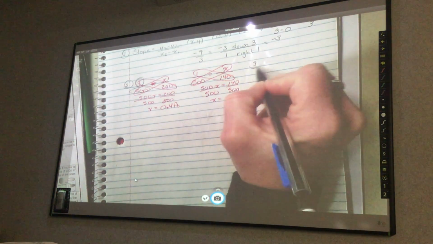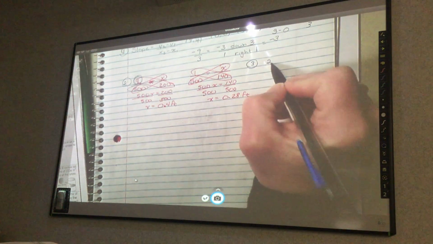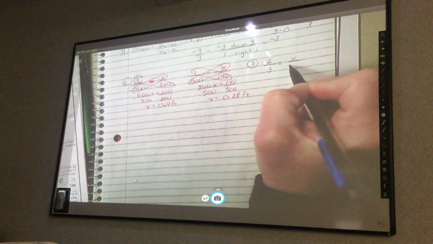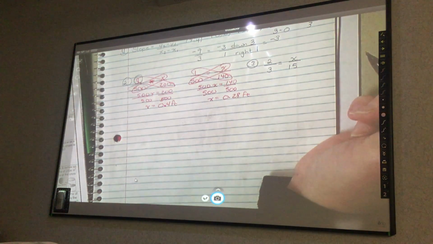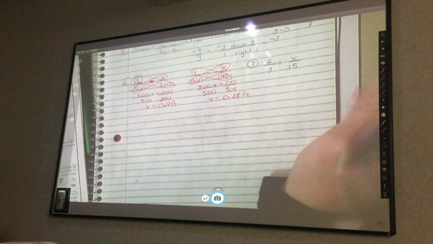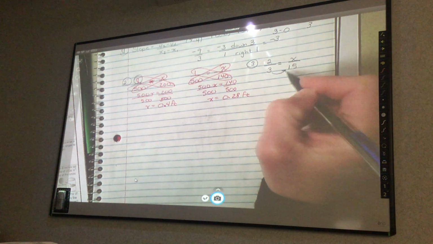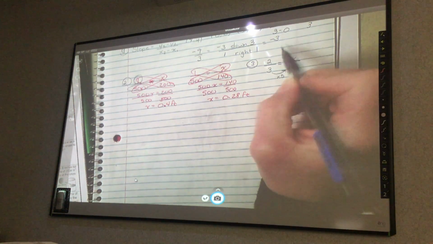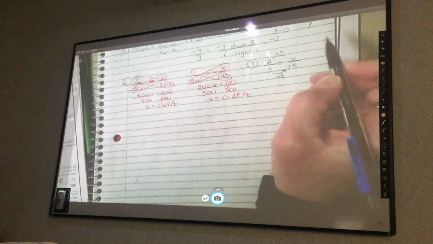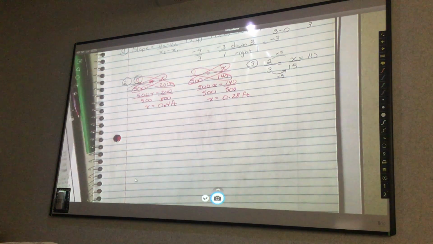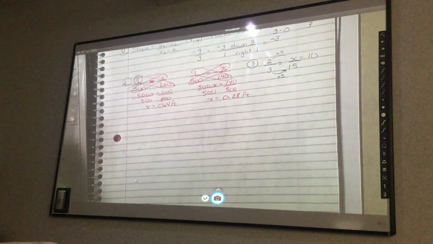Number 3 says to solve the proportional equation. Do I have to do it by cross product? Yes or no? No. Because 3 times 5 gives me 15. So 2 times 5 is 10. And I'm done. You can do cross product if you want.